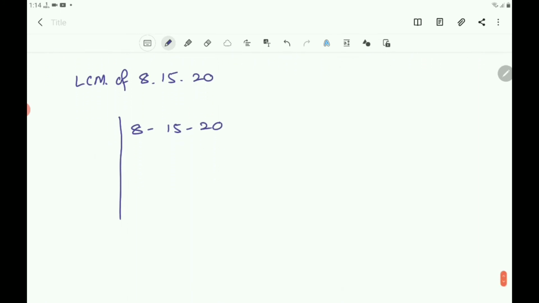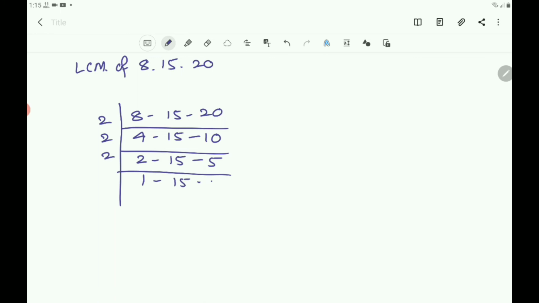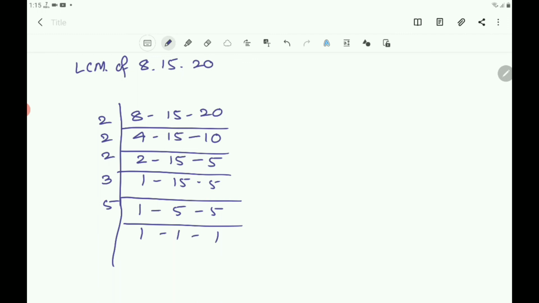Now you divide by 2 first. 2 4s are 8, 15 as it is you keep, then 2 10s are 20. Again you divide by 2. 2 2s are 4, 15 as it is, 2 5s are 10. Next you divide by 2 again: 2 1s are 2, 15 and 5 as it is. Next you divide by the next prime number 3. 3 1s as it is, 3 5s are 15, 5 as it is. Next you divide by 5. 1s, 1s, 1s.